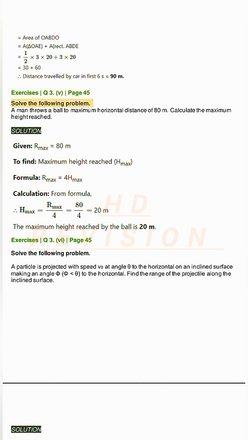Exercises Q3. Page 45. Solve the following problem. A man throws a ball to a maximum horizontal distance of 80 meters. Calculate the maximum height reached. Solution.